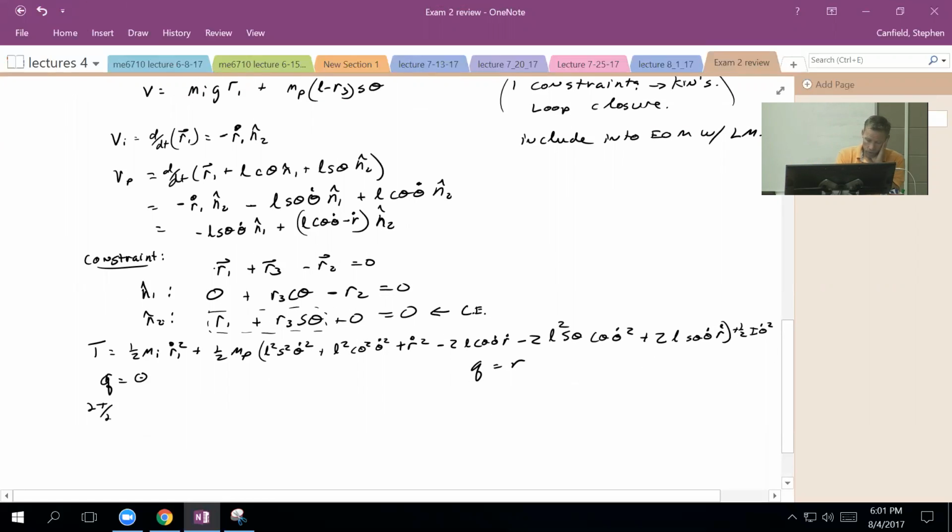So I need first the partial T with respect to theta. Oh, let's see if we can combine some things. This will just give me L squared theta dot squared. Here I have a minus 2 L cos theta theta dot R dot, and here I have a plus 2 sine. So that's not really going to combine too much, is it? So I'll just have to plug through the terms. I've got to take the derivative with respect to theta. 0 there, 0 there. Looks like I get a minus 2 times 2, or m_p L sine theta theta dot R dot, and a plus there.